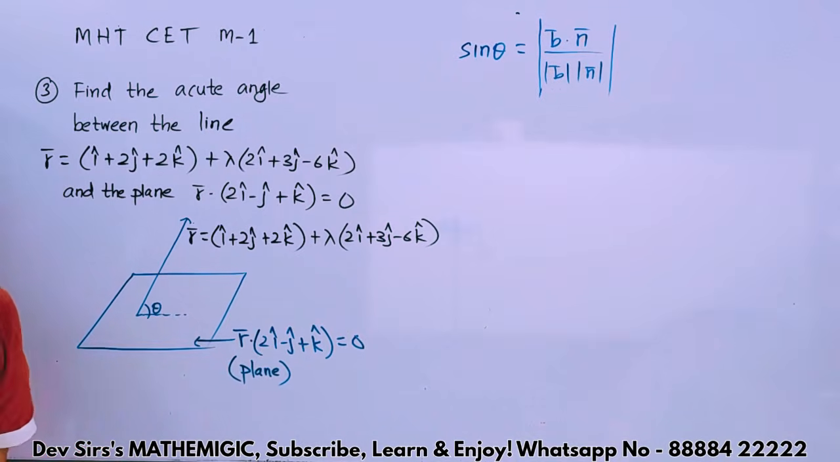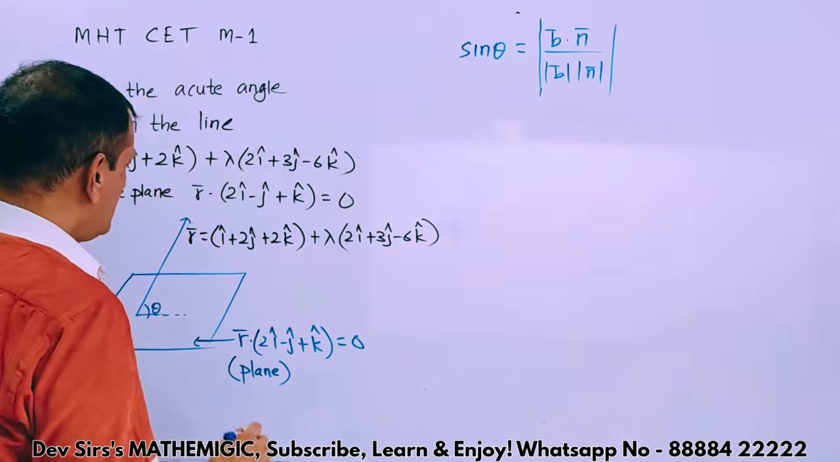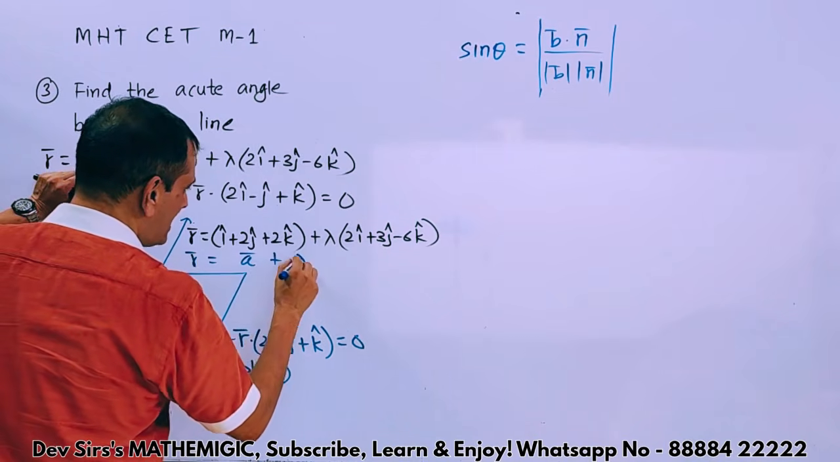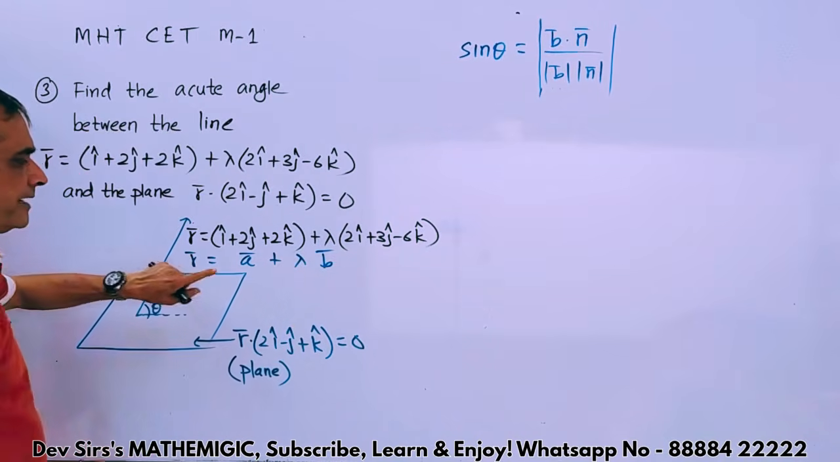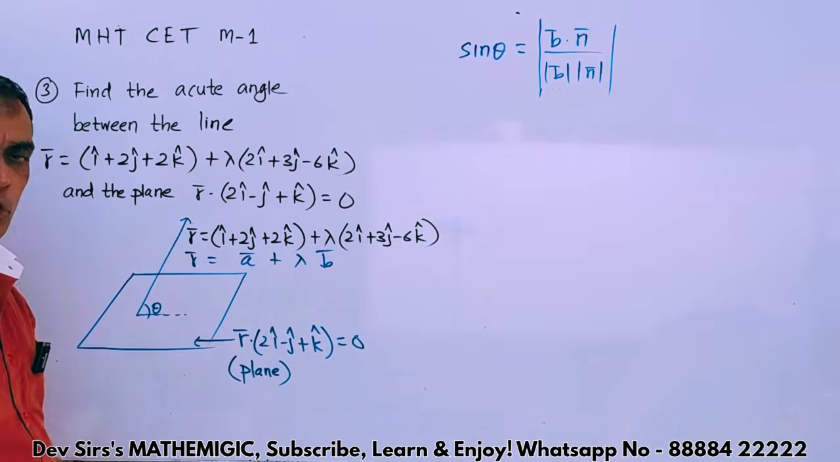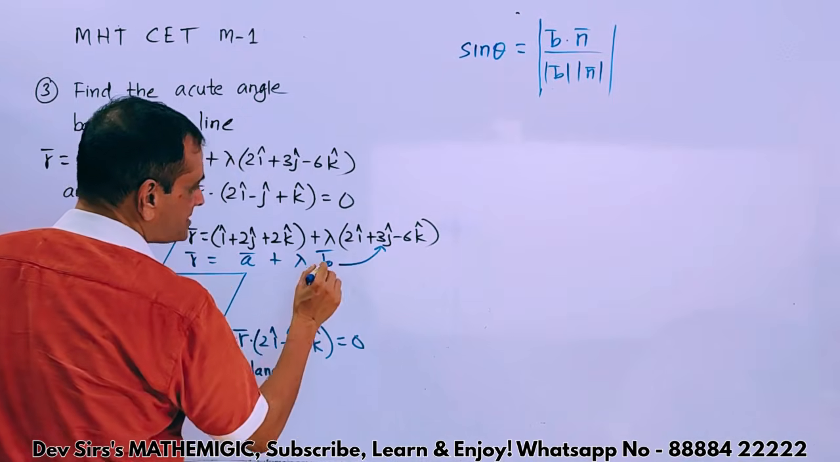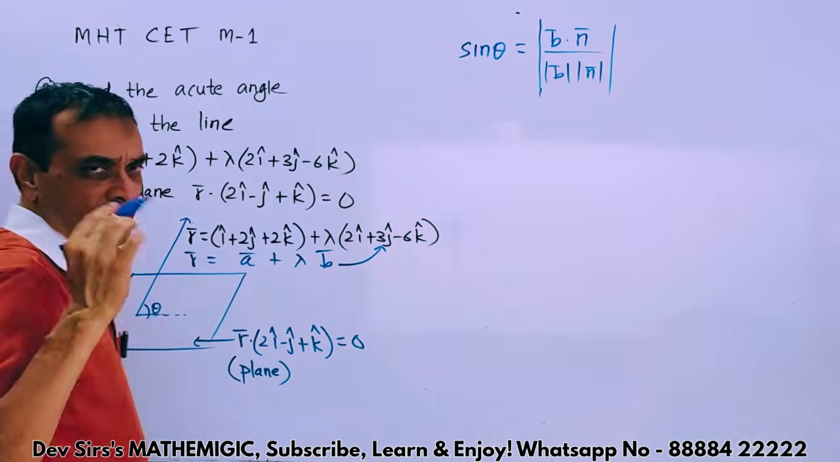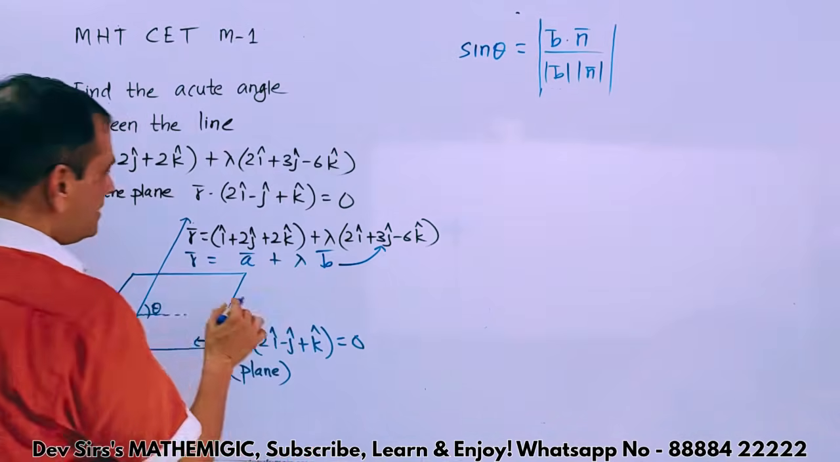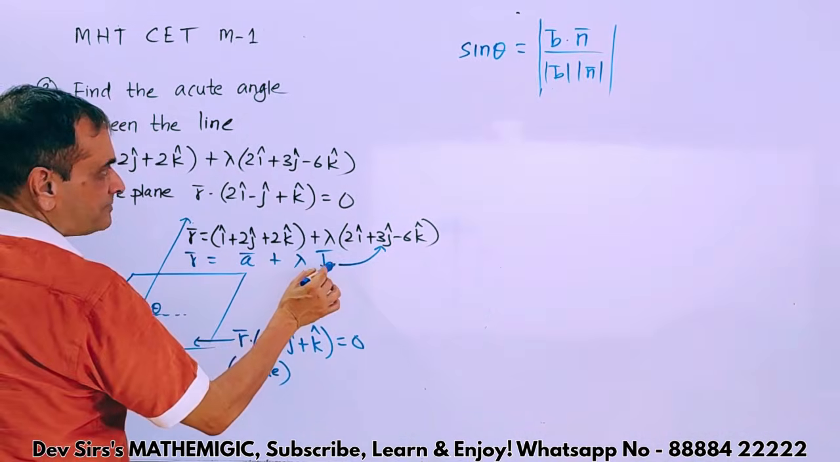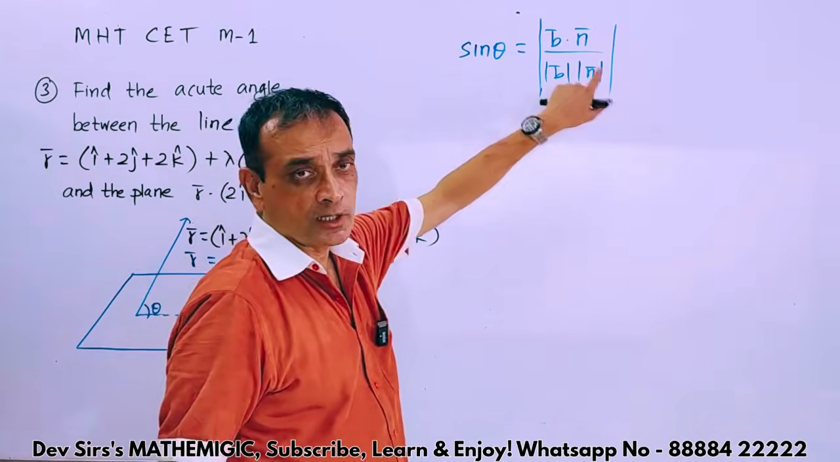When any equation of line is given, उसका basic formula याद है? It is like this. R bar is equal to A bar plus lambda B bar. A bar is the point which lies on the line. Don't worry about that. We are concerned about B bar. B bar is the parallel vector to that now. Basic है. Okay? So remember, when the equation of line is given like this, first bracket is A bar, second bracket is B bar. यहाँ पे B bar substitute करना है, right?